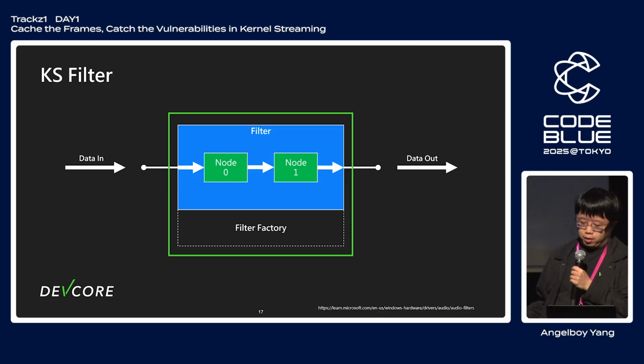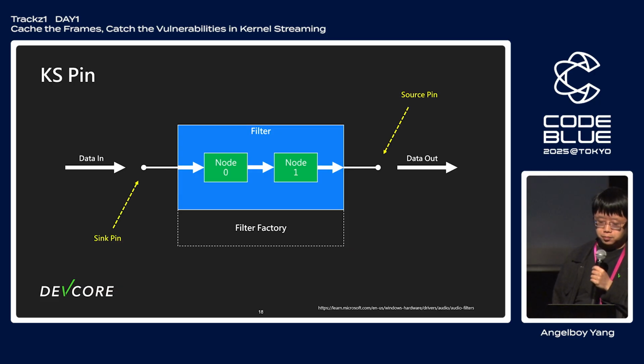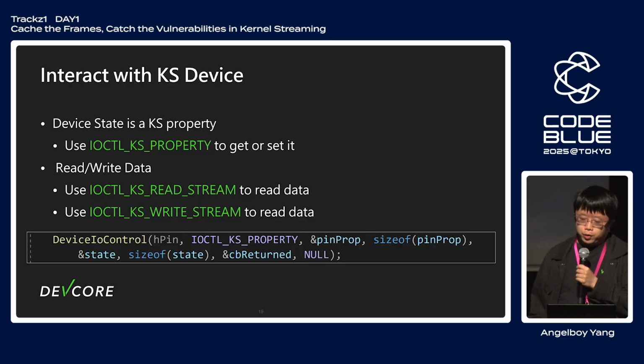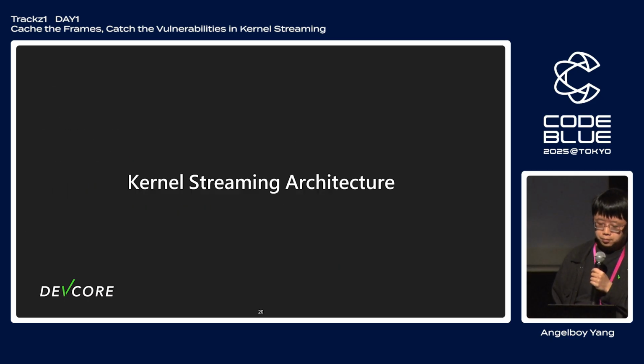When we open an audio device, in most cases, it corresponds to a KS filter, which is a green box in the diagram. The points for reading and writing data are called pins. If we want to read or write data, we must open a pin on the filter to create an instance to read from or write to the device. After that, we can use device IO control to interact with it. If you want to read from or write to the device, you also need to use IOCTL.